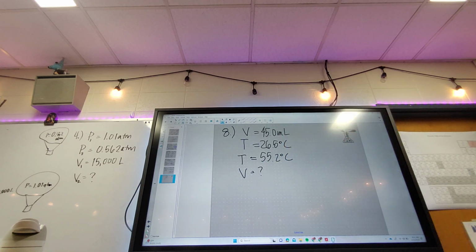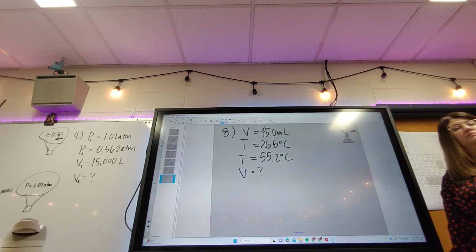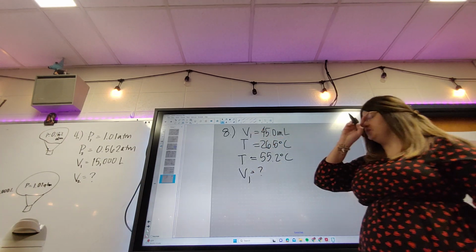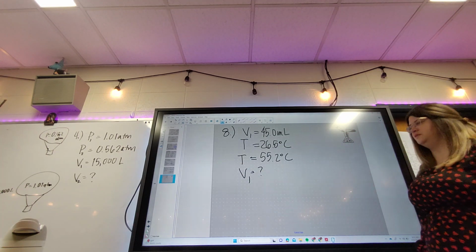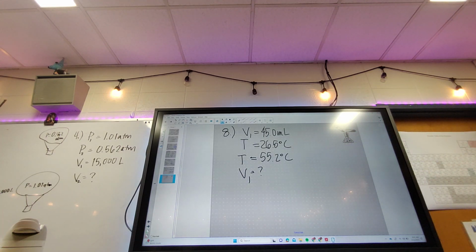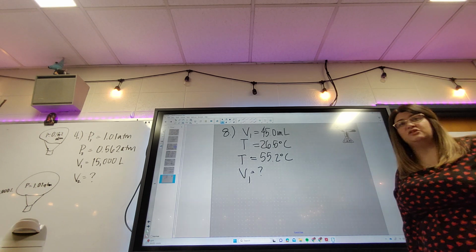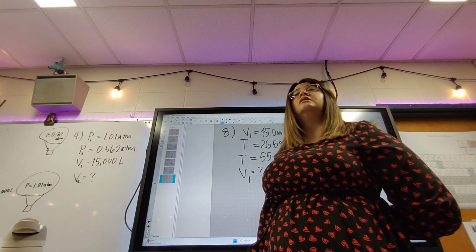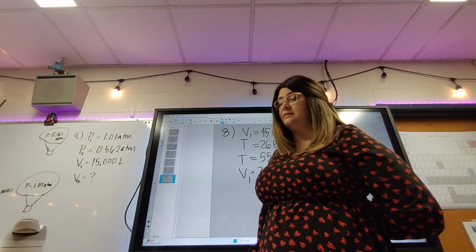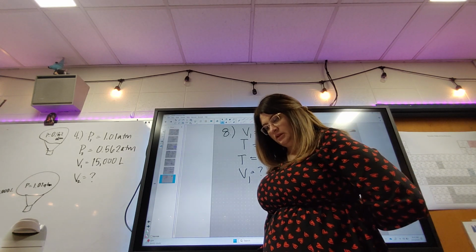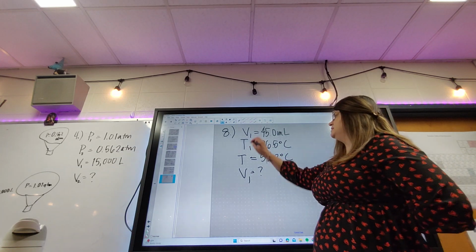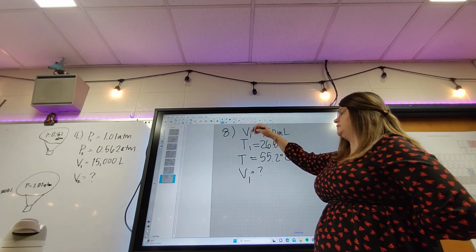All right. Which one do we want to call V1, the top one or the bottom one? So then which one has to be T2, 26 or 55? How do I know? I have to look back at my problem. Always we look for the word of or at. So if I see of gas at 26.5, that means that these two numbers are describing the same substance.